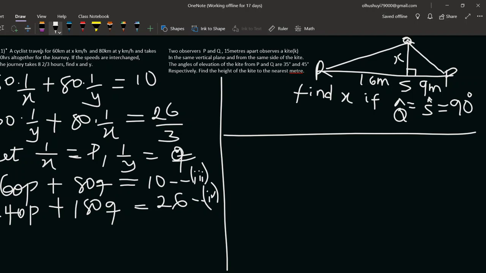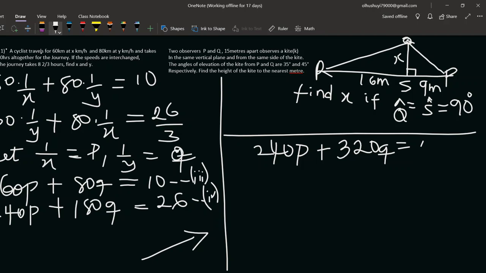So we multiply equation 3 by 4. Multiplying equation 3 by 4, we're going to be having 240p plus 320q equals 40. Then equation 4 still remains 240p plus 180q, that is equal to 26.